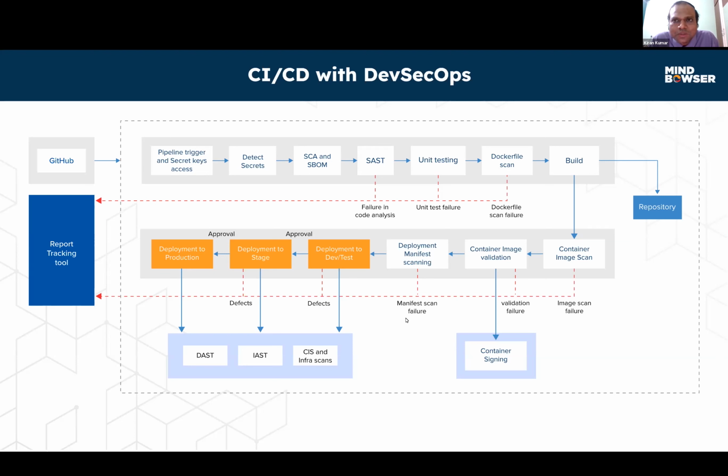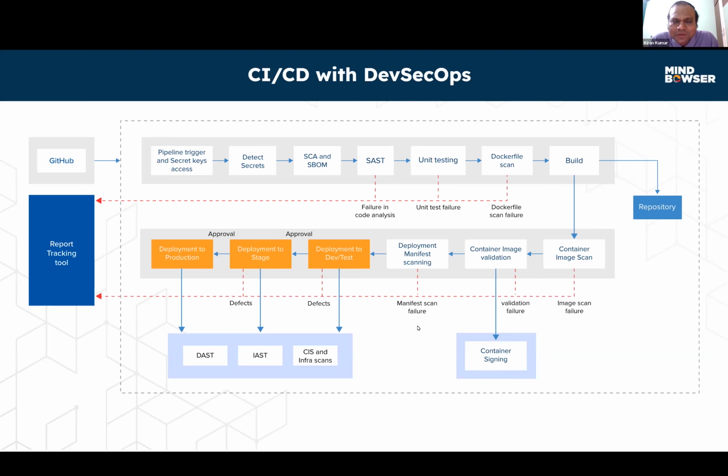And similarly, we also do scanning of manifest files, like deployment manifest file scanning, to check whether it is following the best practices. For example, we should not always use base images, it should be the latest images and so on. So all that, as part of the Dockerfile scan and manifest file scans, we do.